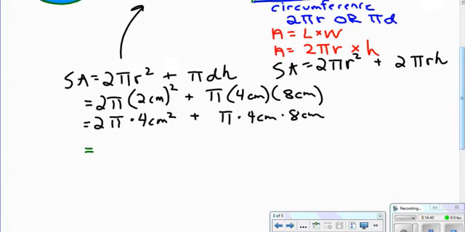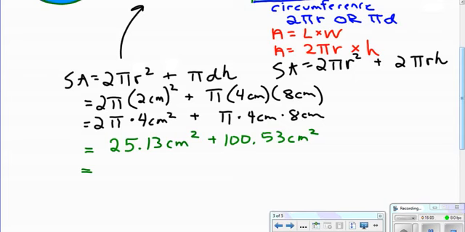So 2 times pi times 4 gives us 25.13 centimeters squared plus 100.53 centimeters squared. Lastly, we can add these up and we get 125.66 centimeters squared. And these questions don't tell us what kind of decimal places to use, but that's what we're going to use.